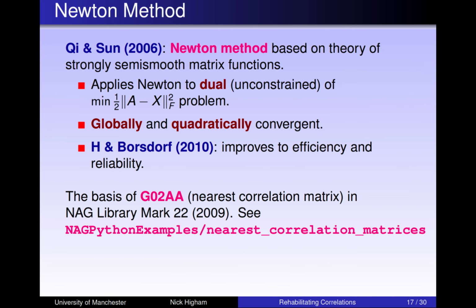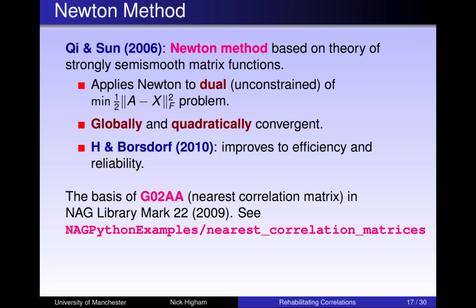However, another method was developed a few years later by Qi and Sun, and it's a Newton method. In general, if you have a nonlinear equation to solve or a nonlinear optimization problem to solve, and if you can construct and actually implement a Newton method, that's generally a very good thing to do, as long as you can get it to converge.